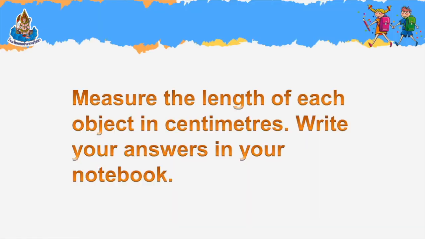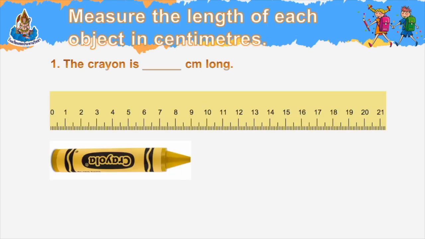Instruction: measure the length of each object in centimeters. Write your answers in your notebook. Okay? Don't forget to write your name and the date in your notebook. And then start answering number 1. Just write your answers, okay? For your answers only, please. But if you want to copy, it's up to you. But I only want you to write your answers.